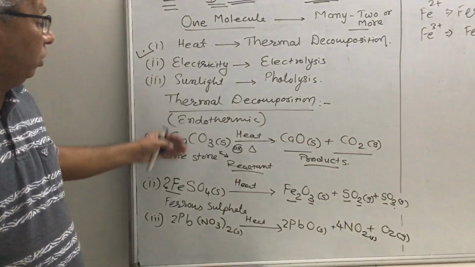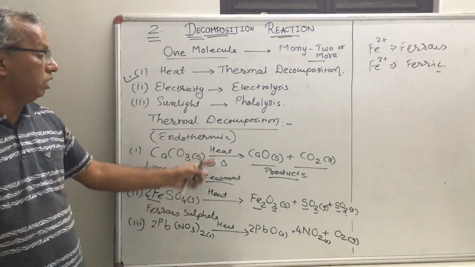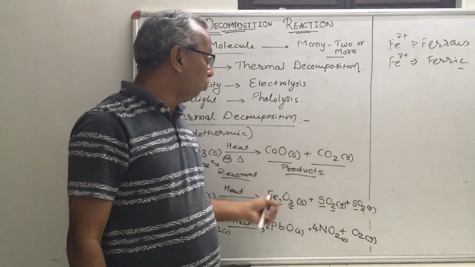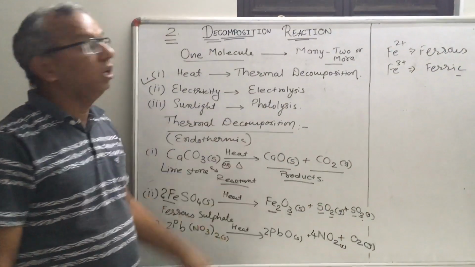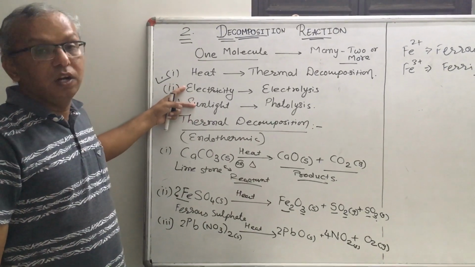So 1, 2 and 3, total 3 examples are there. In all 3 examples, the reaction is applied to one big molecule. It is divided into 2 or 3. That's why this is called a decomposition reaction, friends. Second and third types we will learn in the next video.